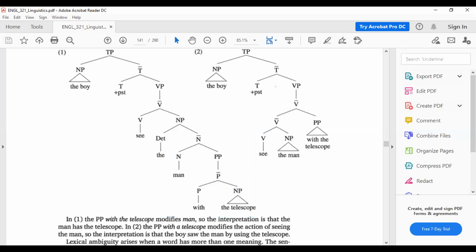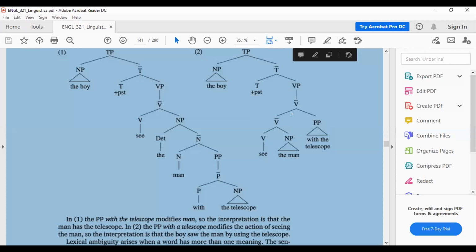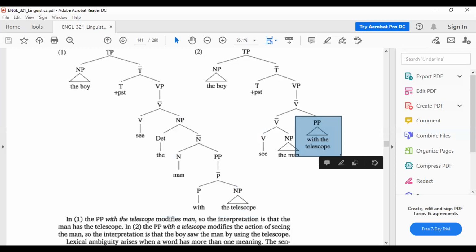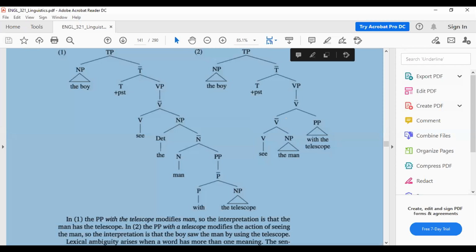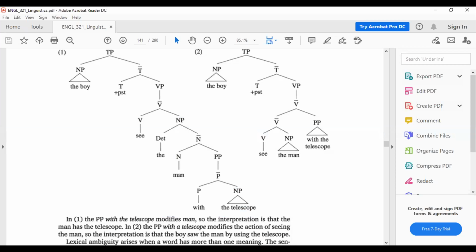But the prepositional phrase in the second sentence, with the telescope, modifies the verb see. How did the boy see the man? By a telescope. By using, so the boy used the telescope to see the man. So here you see that we have the verb, then we have the NP, the man, then we have the PP, and here the PP is not attached within the NP.